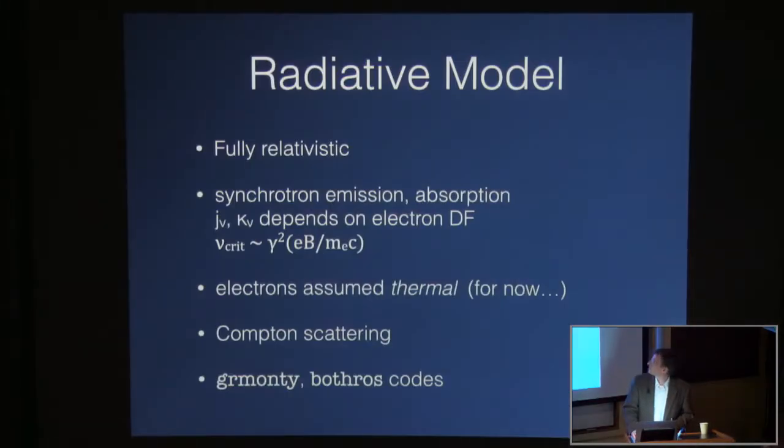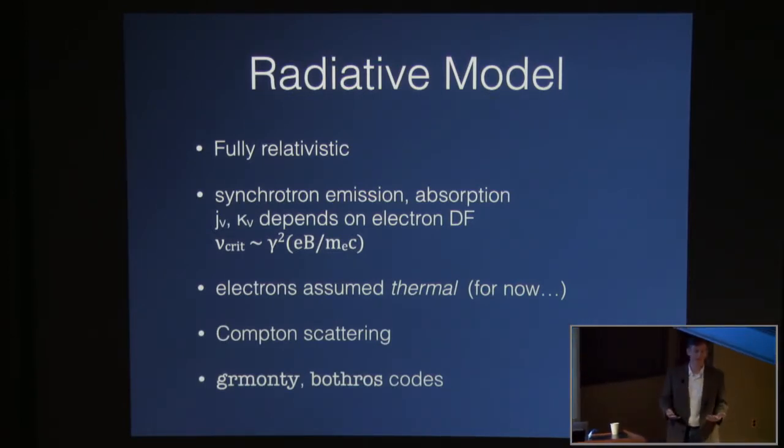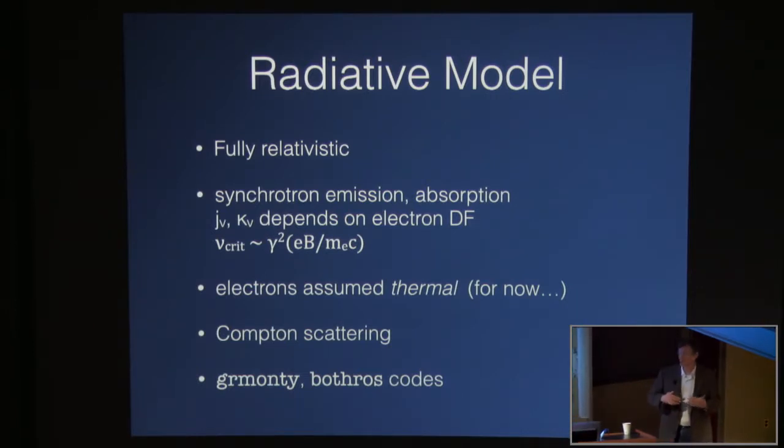Okay, so let me go on. So that's the dynamical model. That gives us magnetic fields, densities, and temperatures in the accreting plasma. And then we have a radiative model on top of that, which we run as a post-processing step. So we calculate the emergent radiation after this million-hour run is done. And this is a fairly numerically inexpensive part of the business.